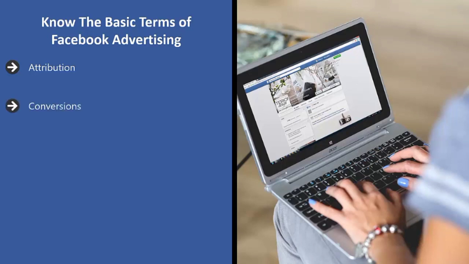Conversions. Conversions boil down to actions that either immediately lead to dollars being added to your bank account or pave the way for that possibility. Cost per click, CPC. This is the amount of money paid on average for each click of your advertising link, measured by taking the full amount of money you spent and dividing it by the number of ad clicks.